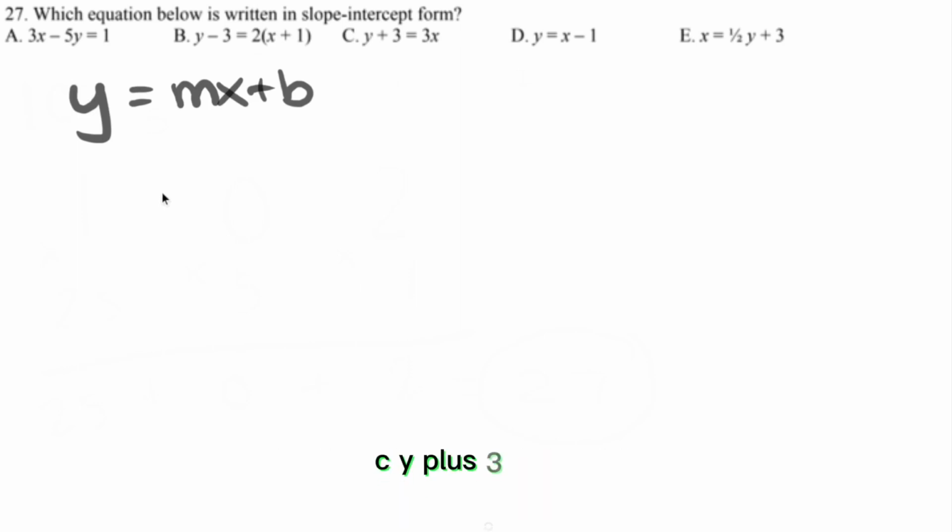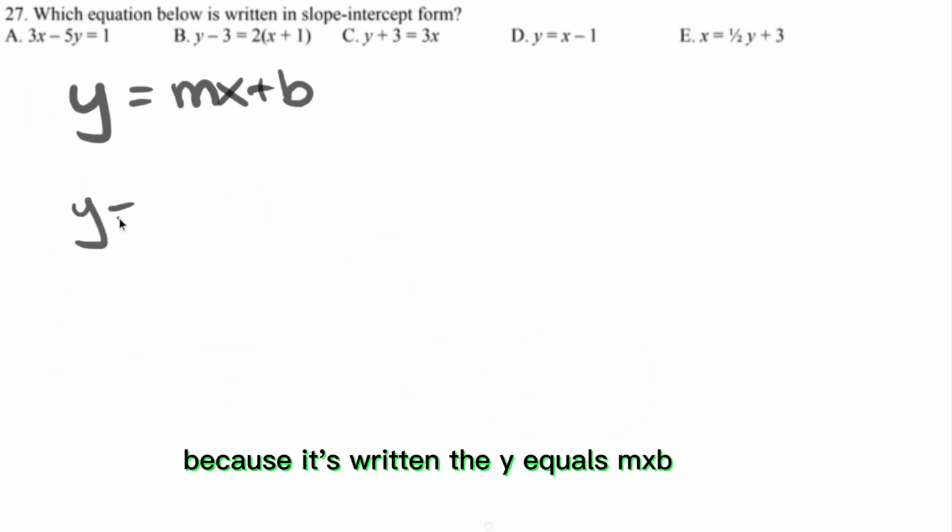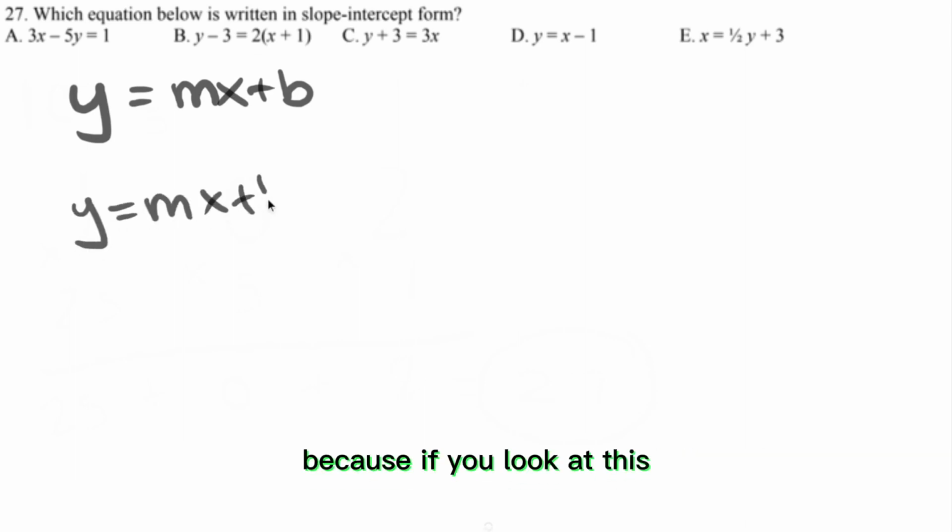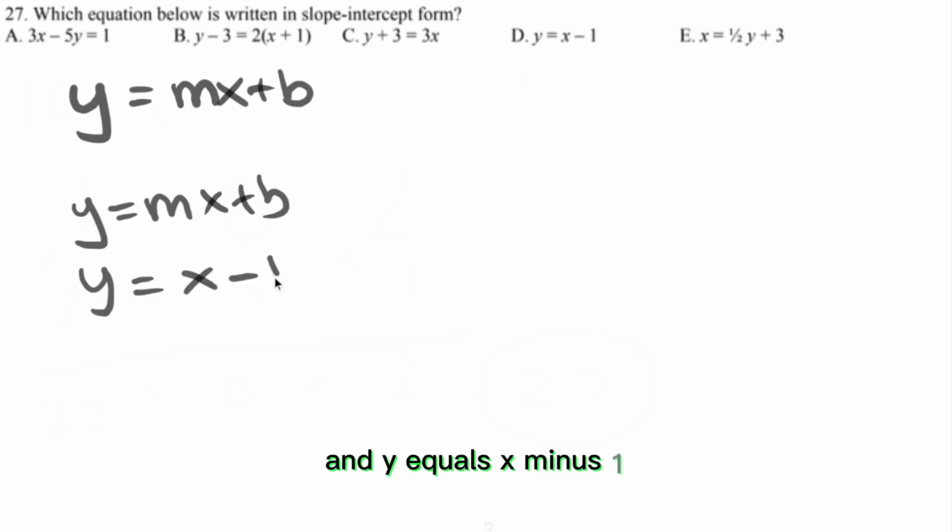C. y plus 3 equals 3x. That is not it. D. y equals x minus 1. That is possible because it's written in the y equals mx plus b format. Because if you look at this, y equals mx plus b and y equals x minus 1. Your minus 1 is just your b, and your x is just your mx value. So that is a possibility.